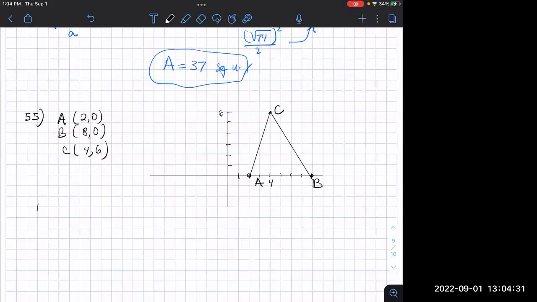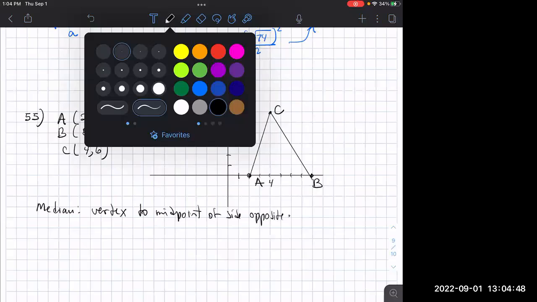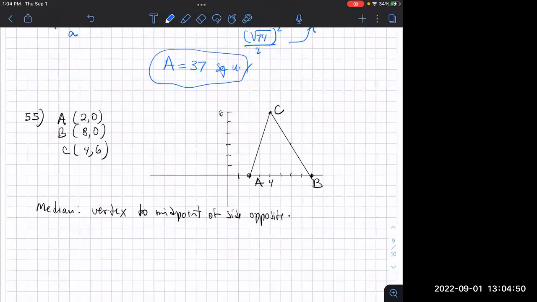Okay, so a median connects a vertex to the midpoint of the side opposite. So first I have to find the midpoint. Say I want the midpoint of BC, right? Let's call it M1 for midpoint 1 because we're going to have 3 midpoints. What are the coordinates of M1?